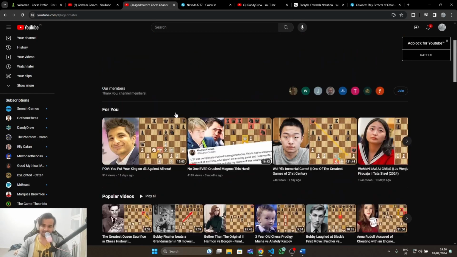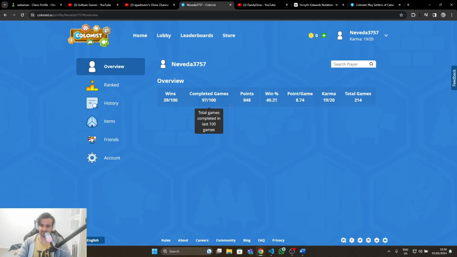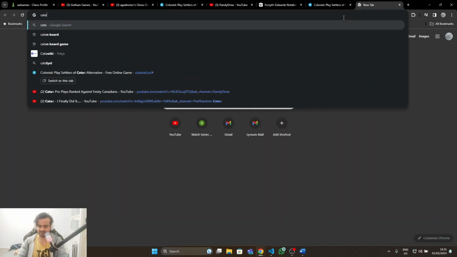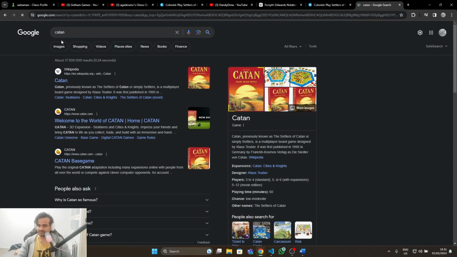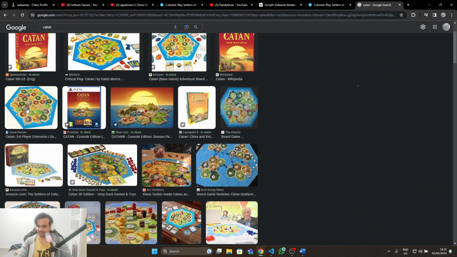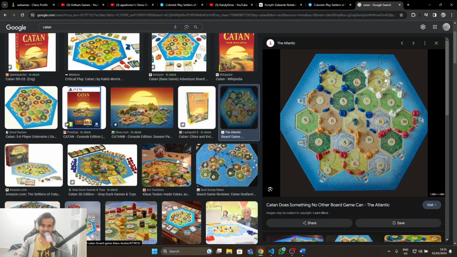And recently, I've started playing another game called Catan. This is Colonist. This is my Catan profile. This is what it looks like, kind of. It's that hexagonal board. Let me just open Catan. Yeah, there we go. This is Catan, and it's really fun. If you don't know the game, I'm not gonna teach you. That's not why I'm here.